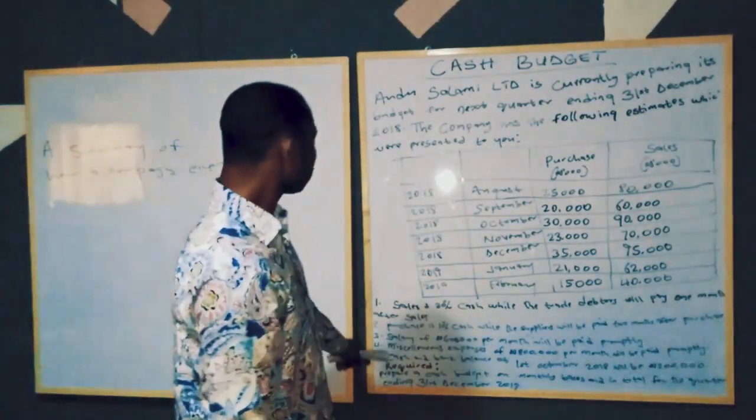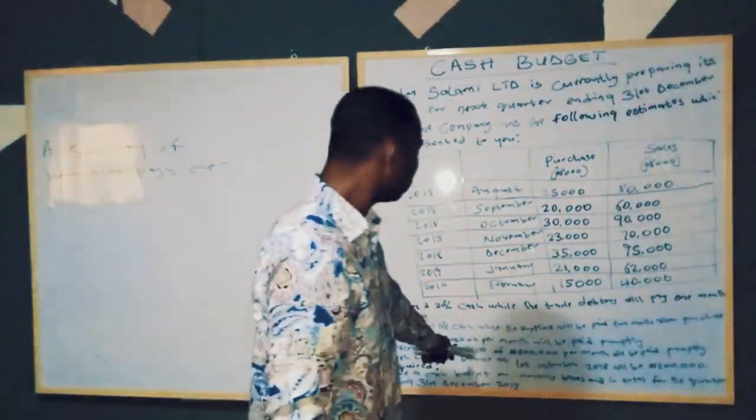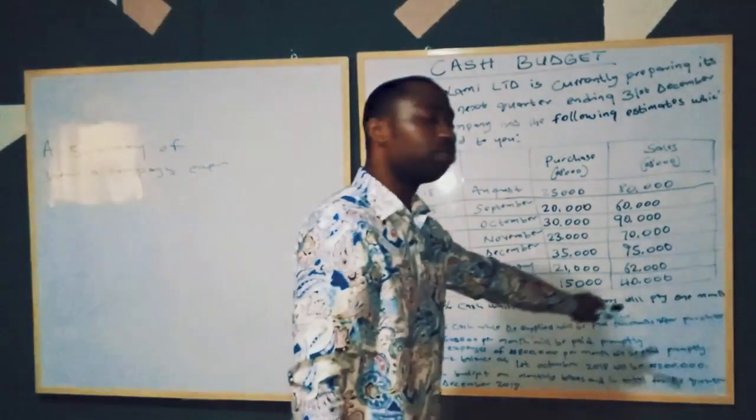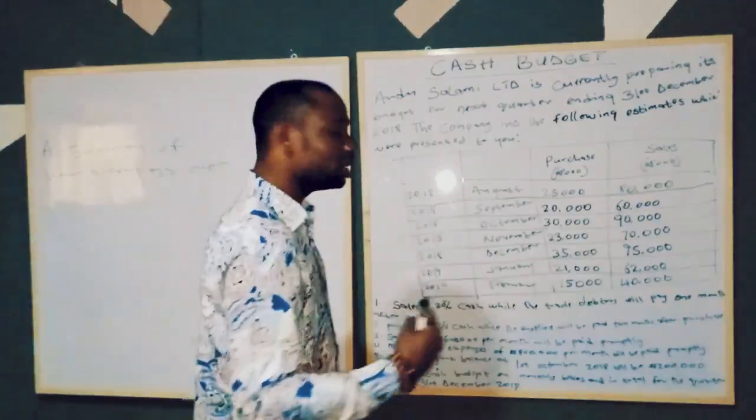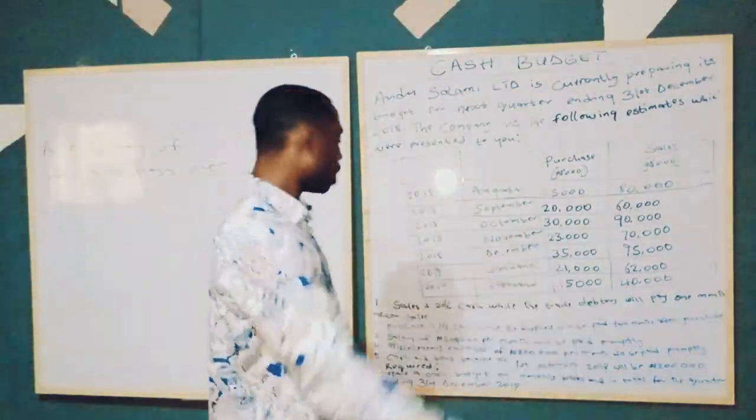Then number two says that salary of 600,000 per month will be paid promptly. That is, every month they will pay 600,000 as the salary.